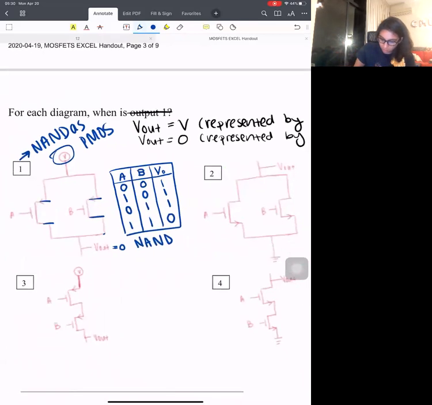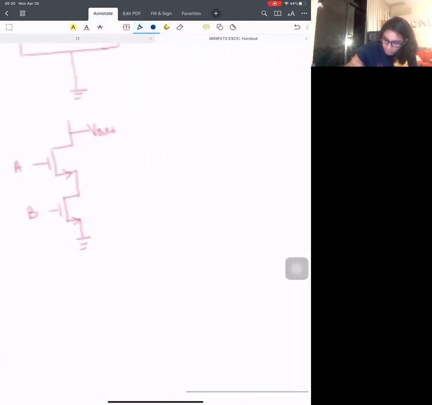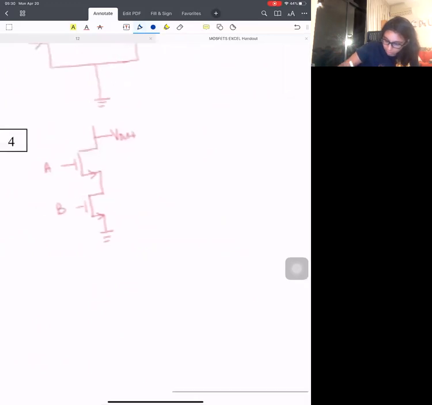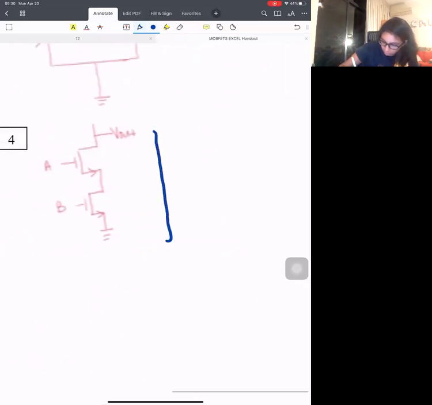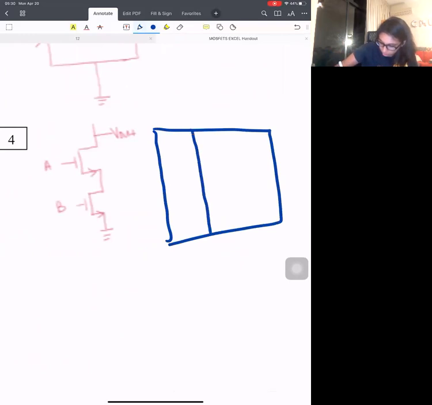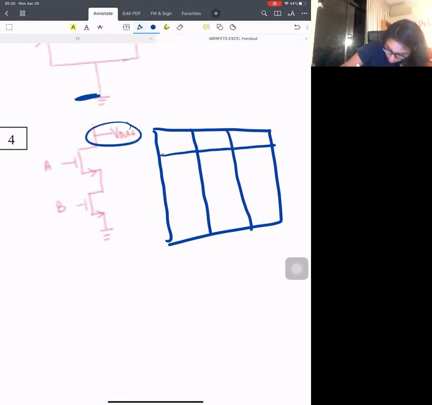And so now we can go over here and make the same diagram. So now we're looking at two NMOS in series with each other. And your V out is going to be here. We're going to assume that there's some kind of voltage that it's coming to. And so you're going to go A, B, V out.